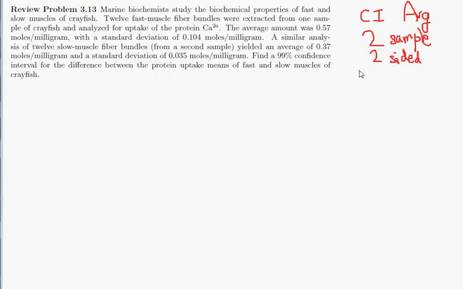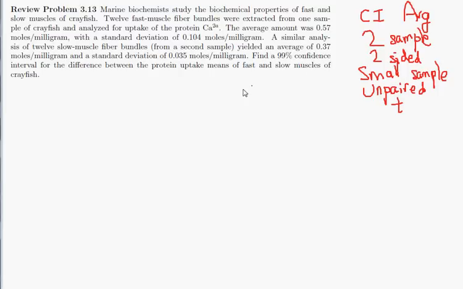This one is a small sample because we have less than 40 in at least one of the samples. It is unpaired. We're not looking at the same 12 crayfish for this problem. And because it's a small sample, we will be using the t-distribution. Okay, so let's set this one up.